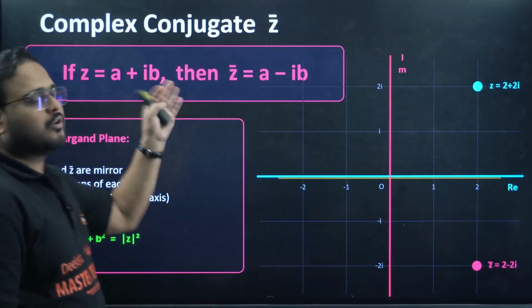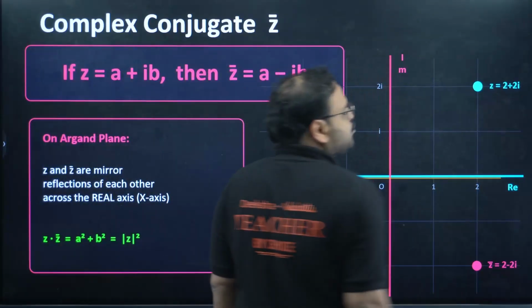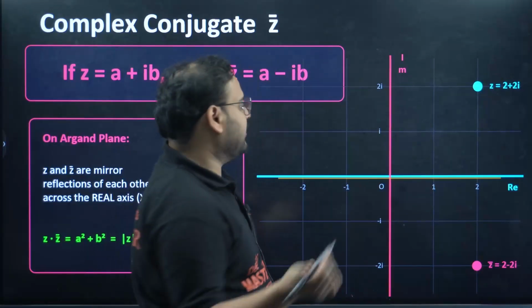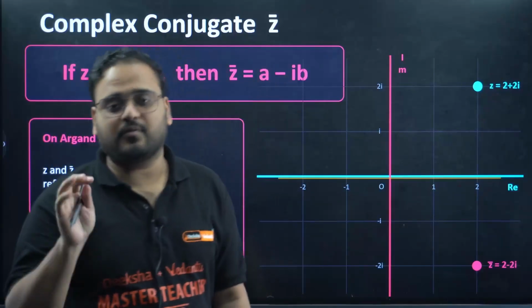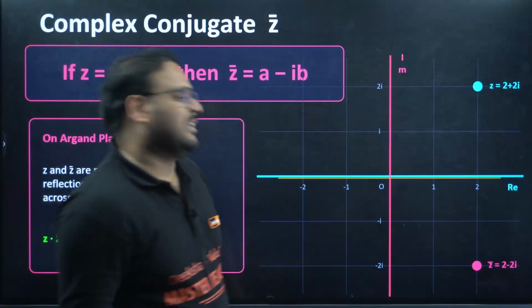Complex conjugate, how to represent that on the number line? If you have a complex number, let's say Z as 2 plus 2i, then this is nothing but Z bar. That is the symbol for conjugate. You know that very well. If you don't know, go ahead and check out my one-shot lectures on first PUC, complex numbers and quadratic equations. I have covered everything over there in detail. Go and check it out.